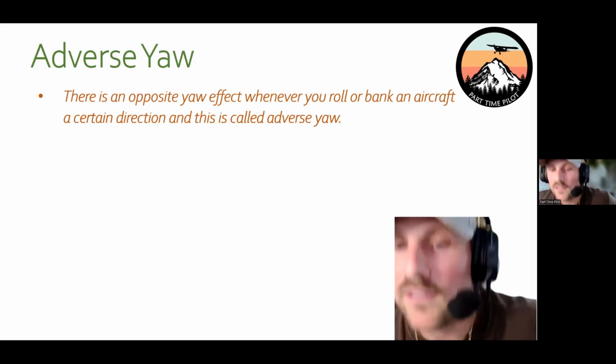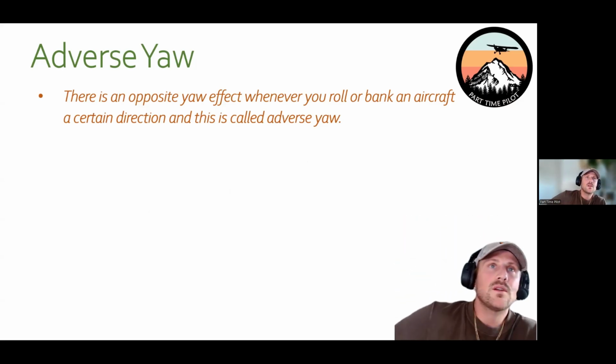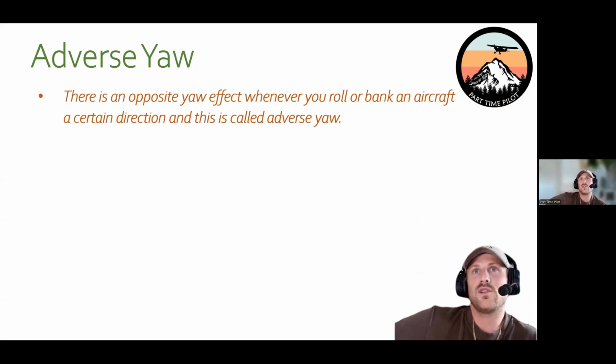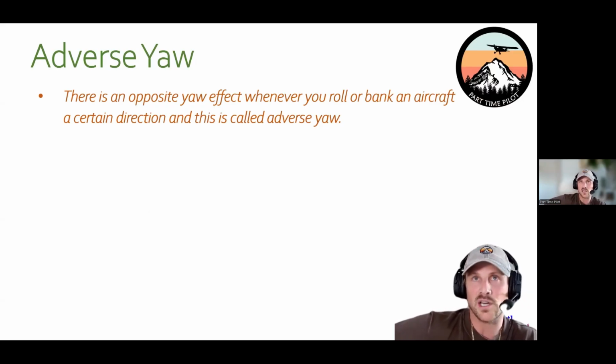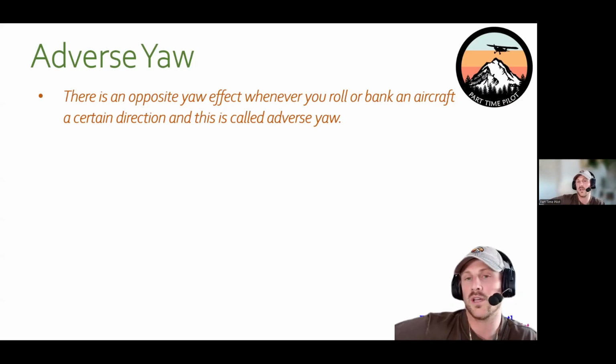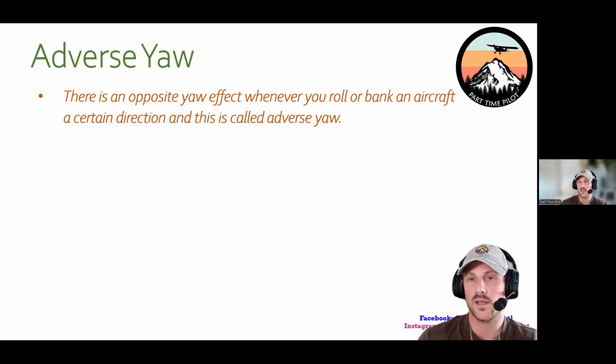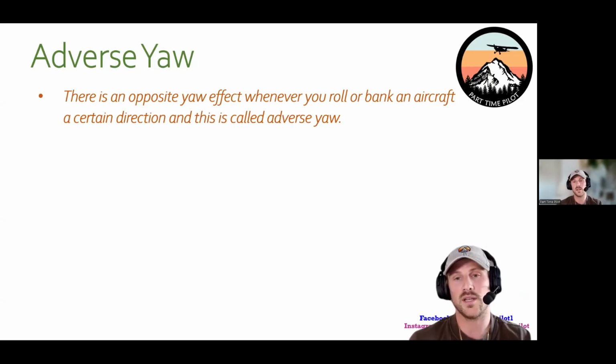All right, let's talk about adverse yaw. There is an opposite yaw effect whenever you roll or bank an aircraft a certain direction, and this is called adverse yaw. So it's adverse to where we're turning, where we're banking. So that's why we call it adverse yaw. We yaw in the opposite direction of where we want to turn. This happens at every single turn. This is another reason why you've got to use rudder in a turn to coordinate, to keep that ball on your turn coordinator centered.